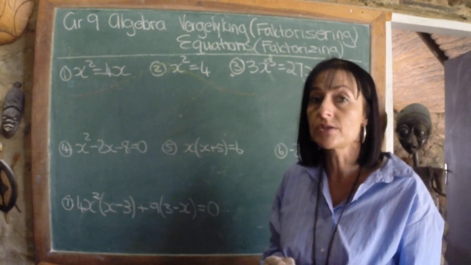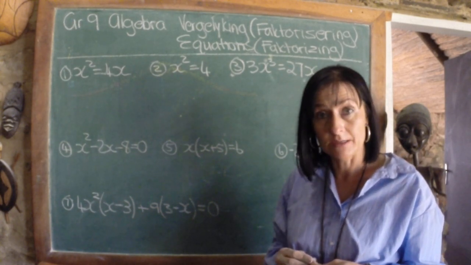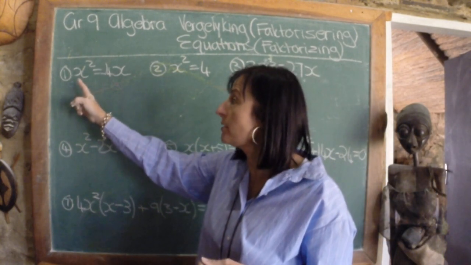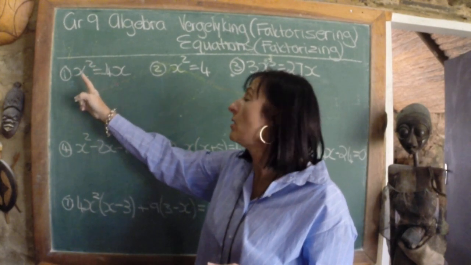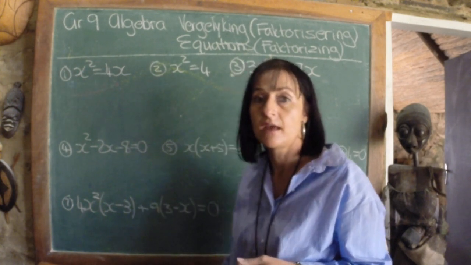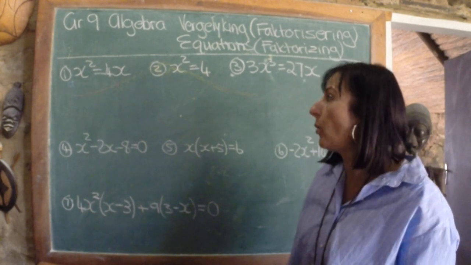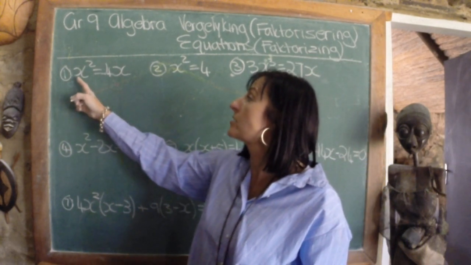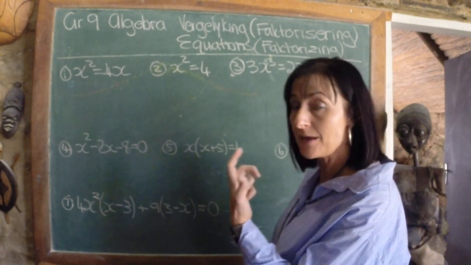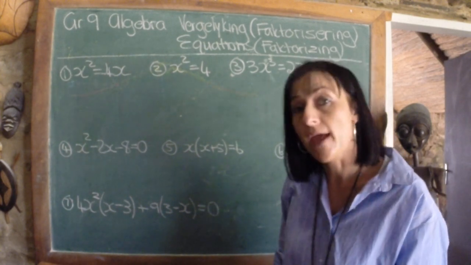Good afternoon grade 9's. Today we're going to solve equations again, but before we can solve for x, we must first factorize. When there's a higher power than a square, then I must get everything to the one side of the equals to, equal it to 0 and factorize.